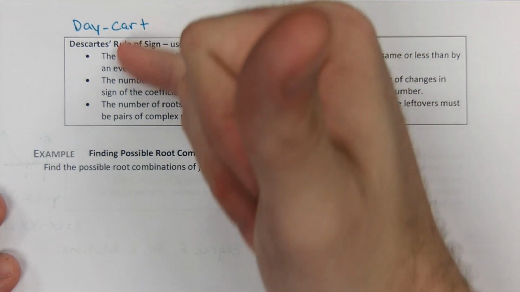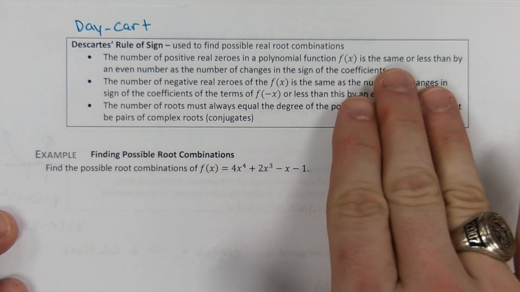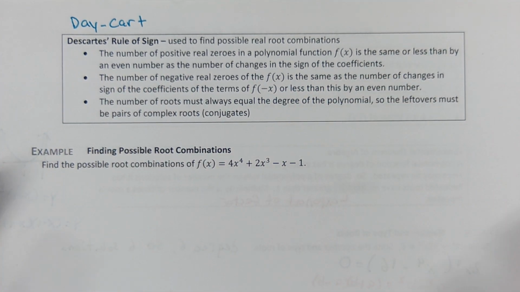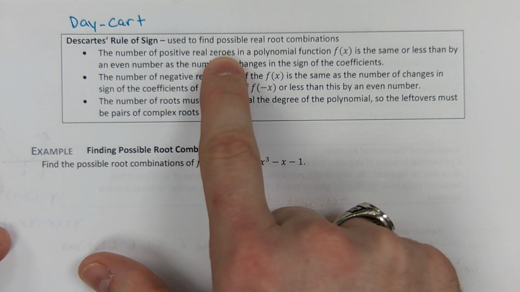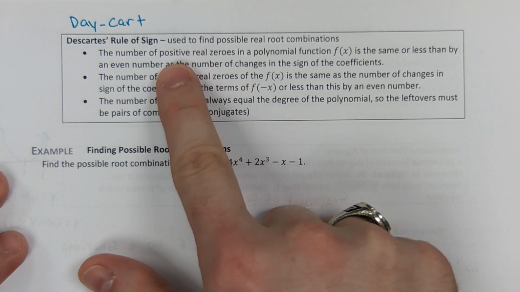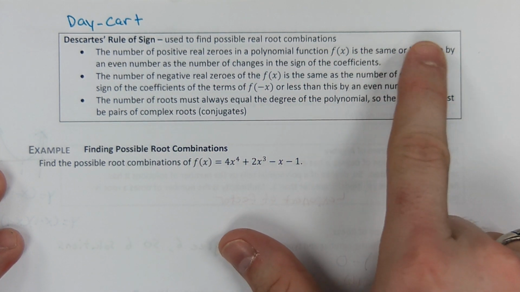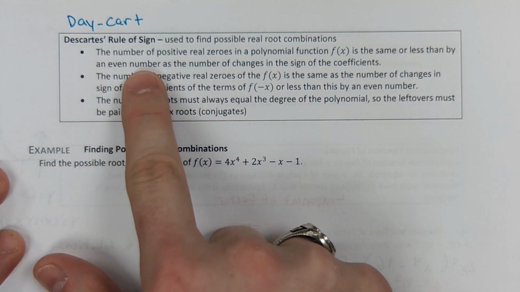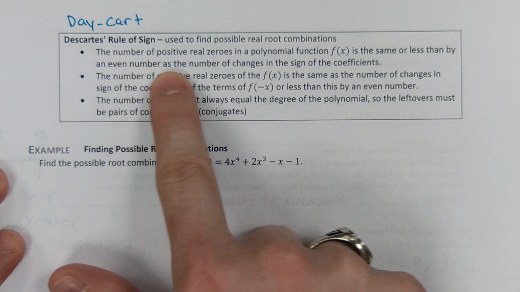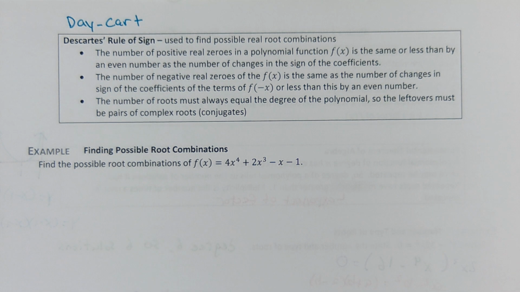It's done in a 2 to 3 step process, however you want to think about it. I'm going to read it to you, and then I'll explain what it says. The number of positive real zeros, by the way, that doesn't mean they're pretty, it just means they're real and they're positive. The number of positive real zeros of a polynomial is the same or less than, which means less than or equal to, by an even number, 2, 4, 6, 8, as the number of changes in the sign of the coefficients. Okay, regular words.